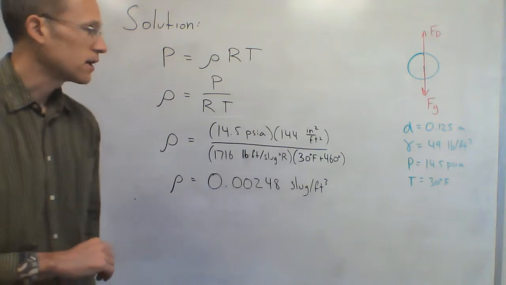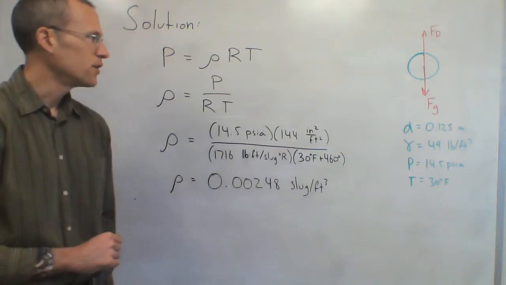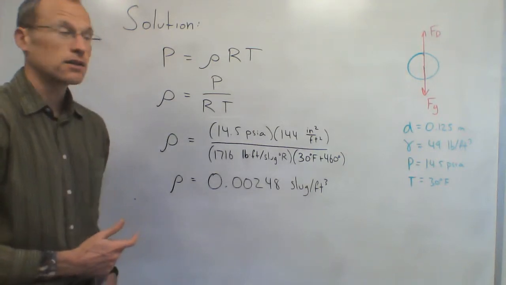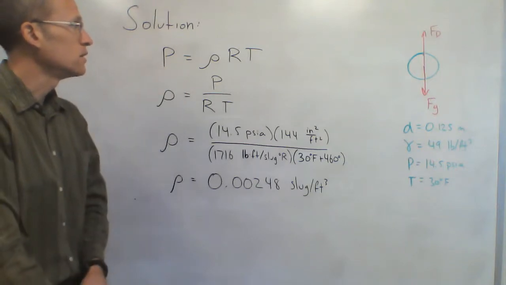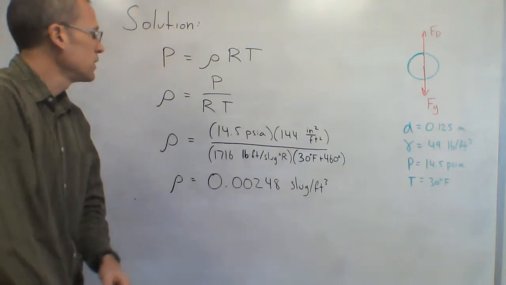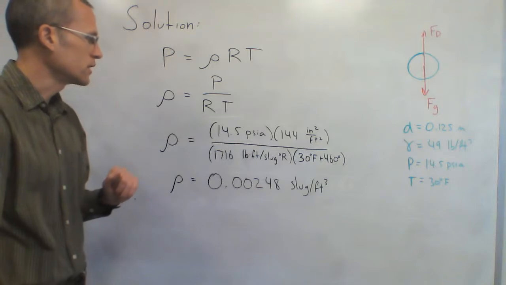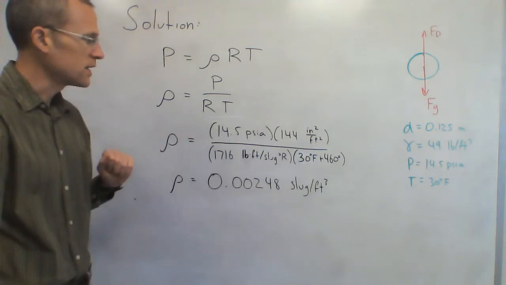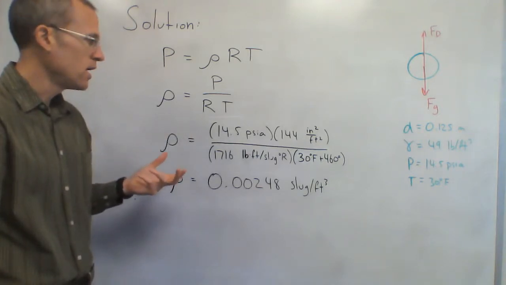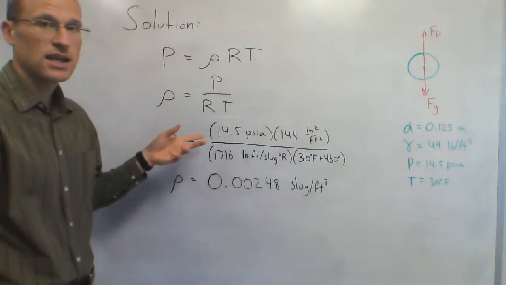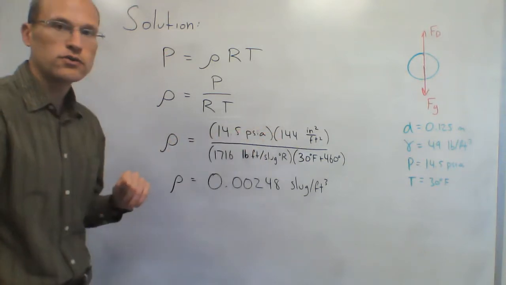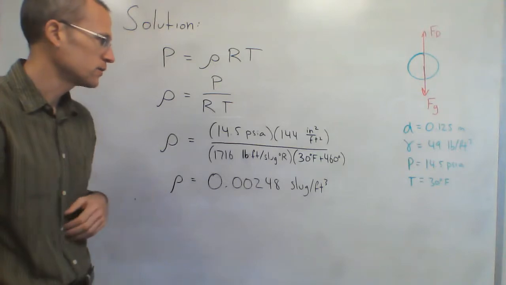So density of the air is the easier of the two unknowns. Simple ideal gas law, so pressure is density R times T, so my density is pressure over RT. Pressure 14.5 psi, it's already absolute, so that's good, but we also want it in psf instead of psi, so good old 144 square inches per square foot there.